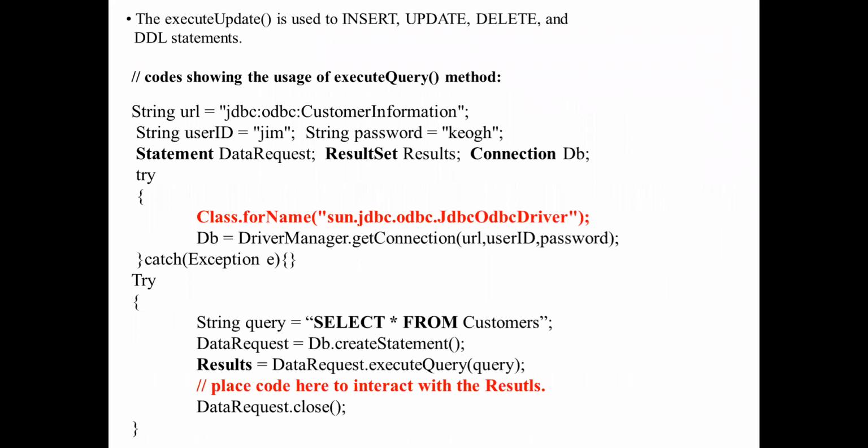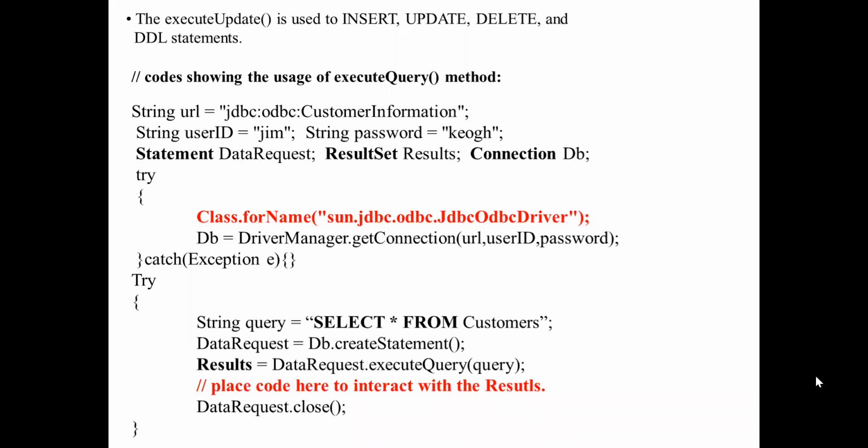So this is an example of how to execute an update. Update is nothing but an insert, delete or update, and also some of the data definition language, that is, DDL statements. So this is the code. We can see how to use the executeQuery or executeUpdate method.